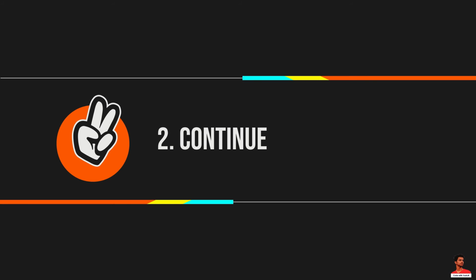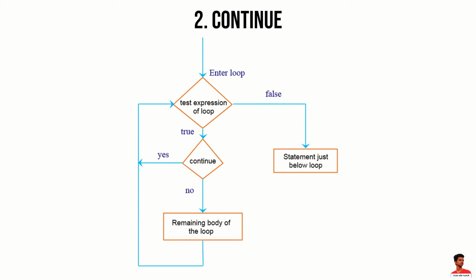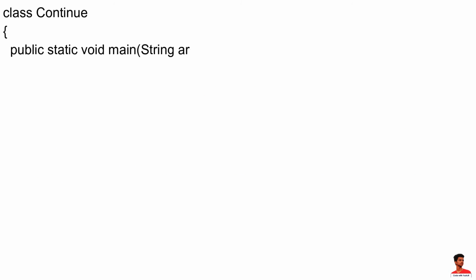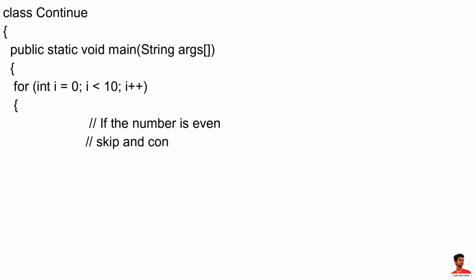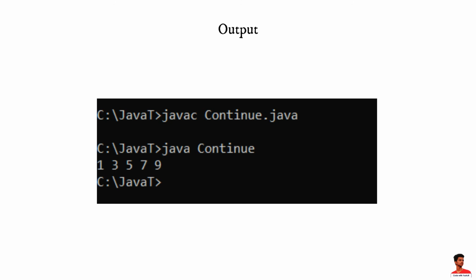The Java continue statement skips the current iteration in a loop, such as a for loop or a while loop. Once a continue statement is executed, the next iteration of the loop begins. This is an example of continue statement. Output of this program is.